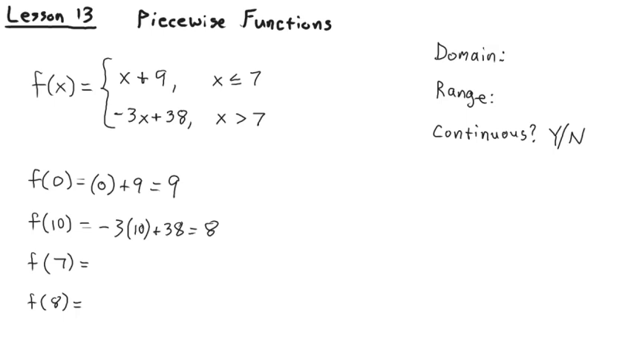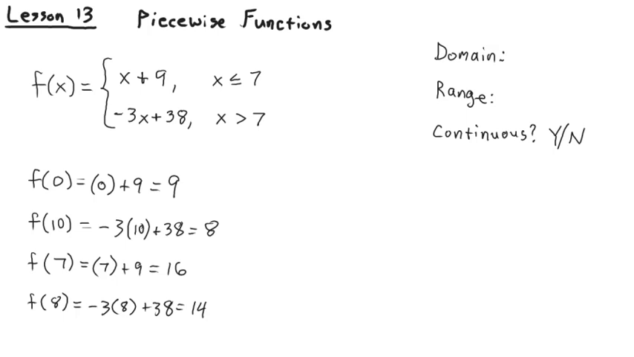So it would be 7 plus 9, which is 16. And then what's f of 8? Well, 8 is greater than 7, so that's going to go into this piece here. So we would do negative 3 times 8 plus 38. And negative 3 times 8, that's negative 24. And negative 24 plus 38 is 14.